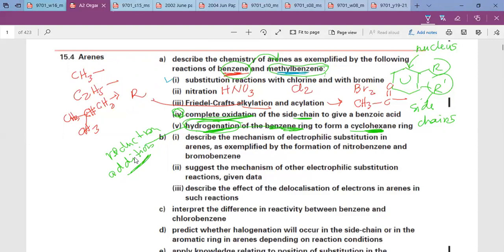But before that, I'll show you what we have done. Nitration we have finished, Friedel-Crafts finished, hydrogenation finished. So now we're going to do this part here, but to do this part, I must do methylbenzene. I also have finished the mechanism, finished already. Here also finished.